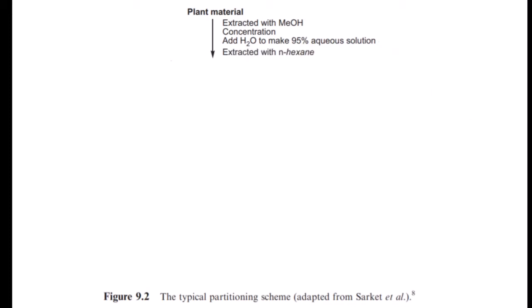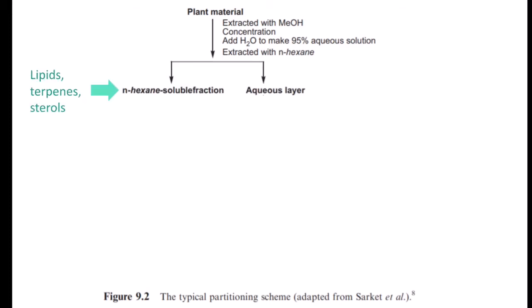The order of solvents for partitioning will be in increasing polarity. So, first solvent is hexane. So, as you can expect, yung mapupunta sa hexane fraction ay yung mga non-polar compounds. So, these are your terpenes, or your lipids, and your sterols.